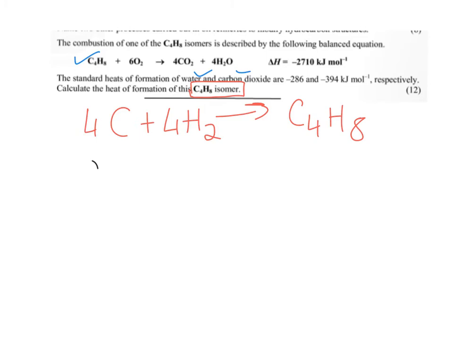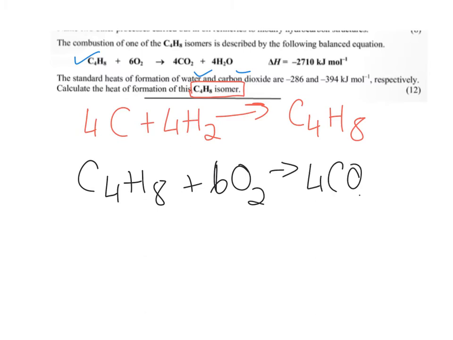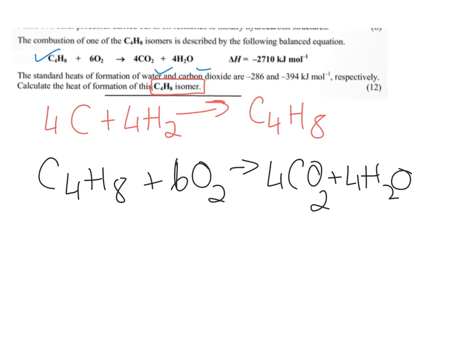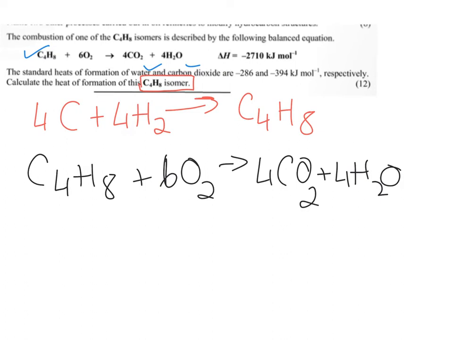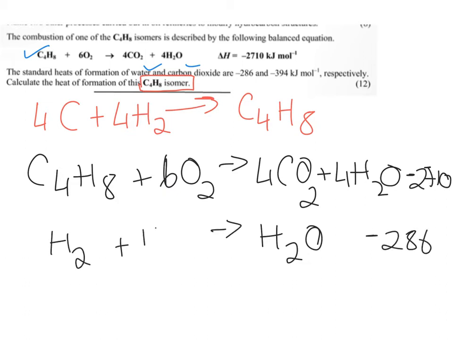The first one is our C4H8 plus 6O2 to give me 4CO2 plus 4H2O. And they've told us in the question that the value for that is minus 2,710. Okay, the next value that they've given us is for water. The value for water is minus 286, so we have to put the equation together. So that's H2 plus half O2 to give me H2O.